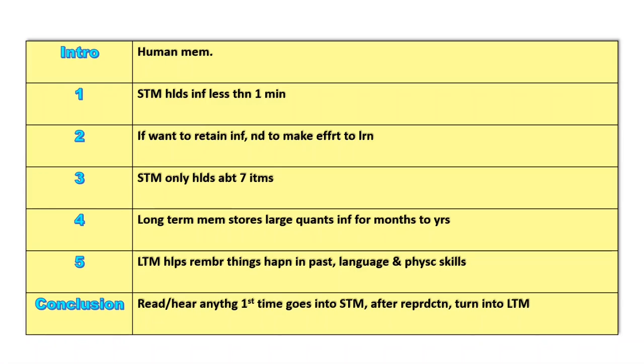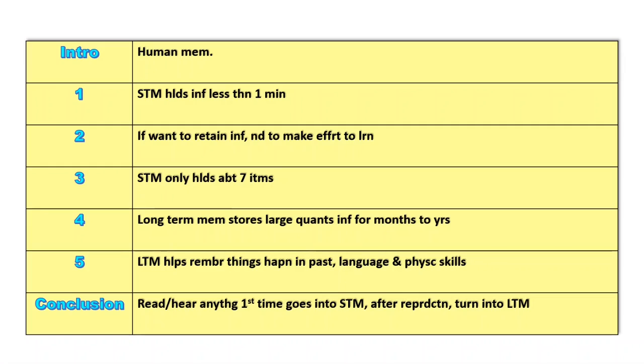The lecturer was talking about the human memory, and she said that the short-term memory holds information for less than a minute, and that if we want to retain information, we need to make an effort to learn it. The lecturer also said that the short-term memory holds only about 7 items, and that the long-term memory stores large quantities of information for months to years.